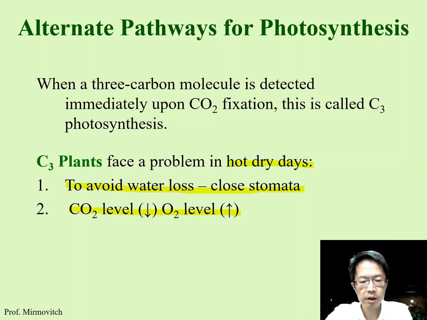Why is that? When they close the stomata, photosynthesis will continue to occur. Then you will have the buildup of oxygen inside the leaf, and the carbon dioxide originally coming from the atmosphere cannot go into the leaf because the stomata is closed. And this will actually increase the chances of having photorespiration.